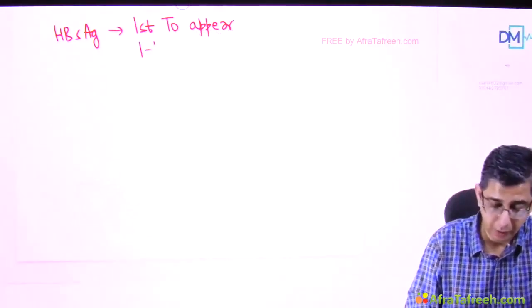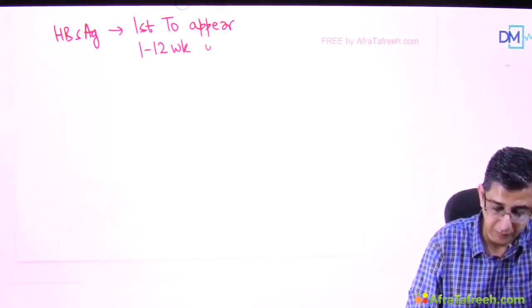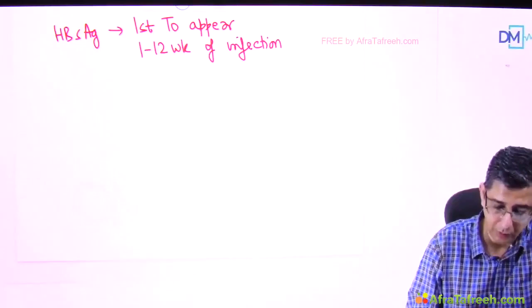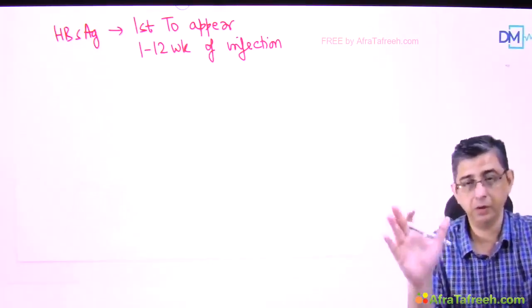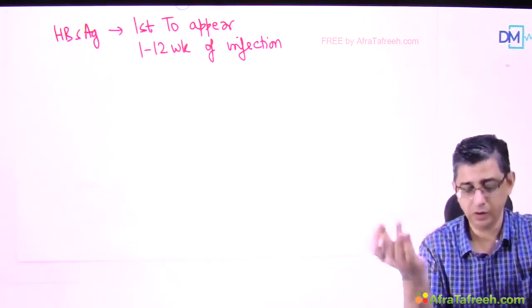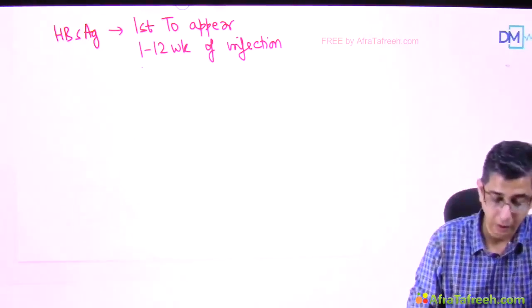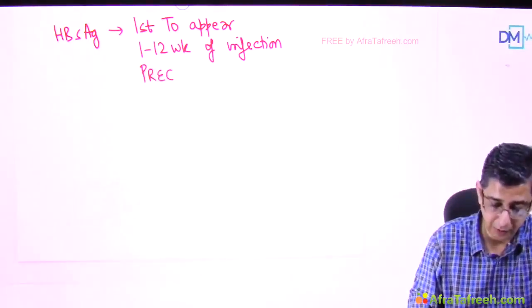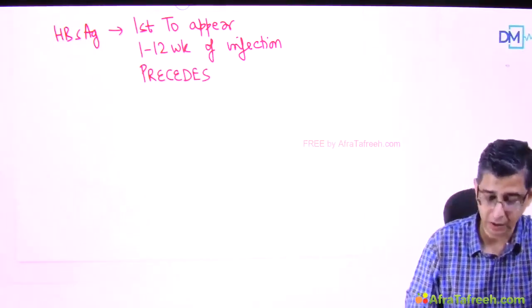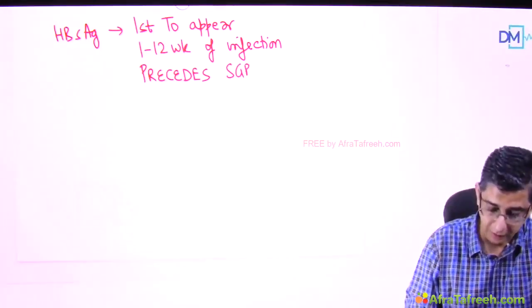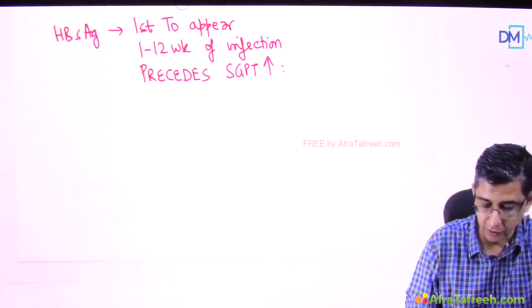It usually appears between 1 to 12 weeks of infection. That's a long time, 1 to 12 weeks. Most of the time, positivity of surface antigen begins approximately 4 weeks after the onset of infection. Remember, first surface antigen will turn positive, then SGPT will begin to rise. So it precedes SGPT elevation by at least 2 to 6 weeks.